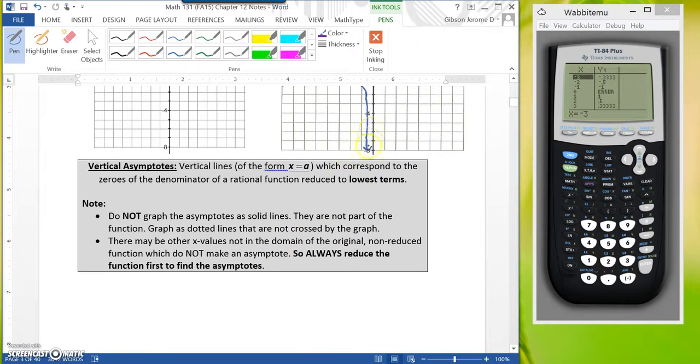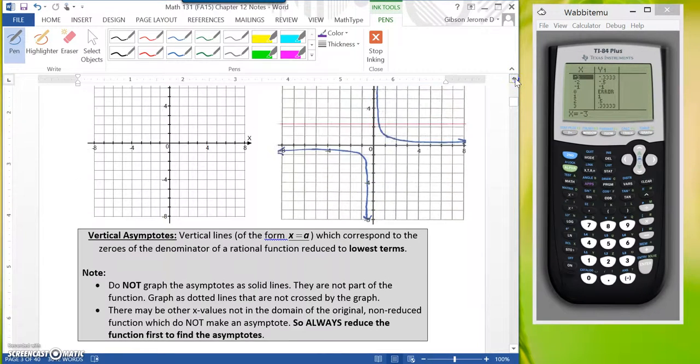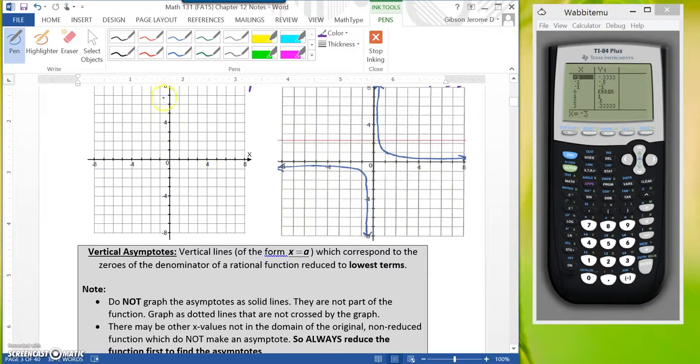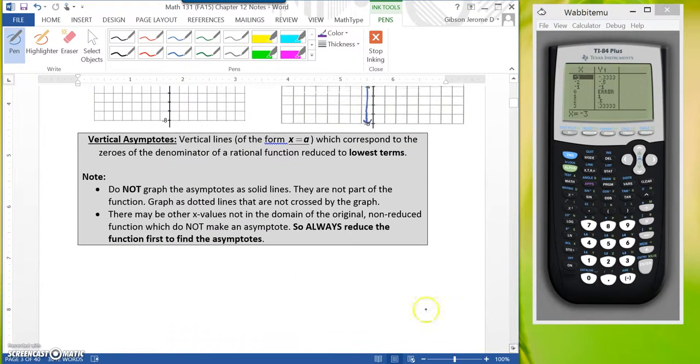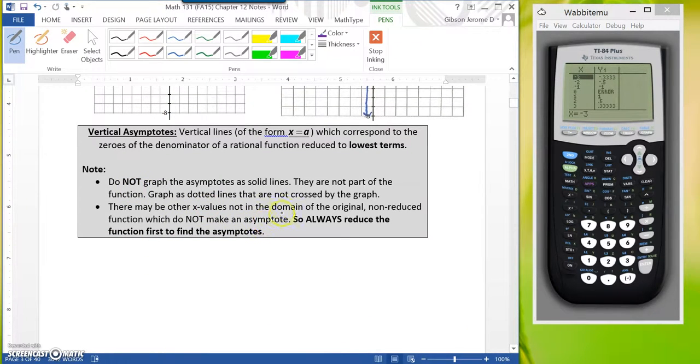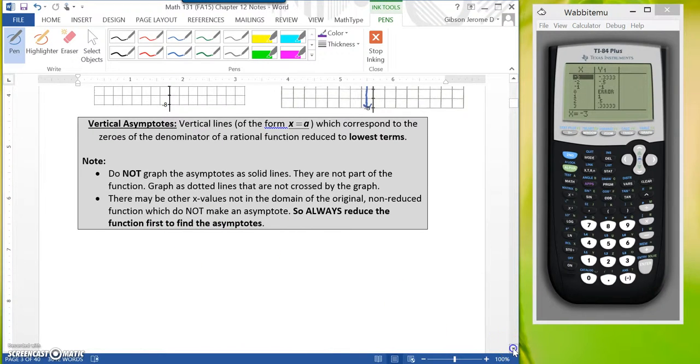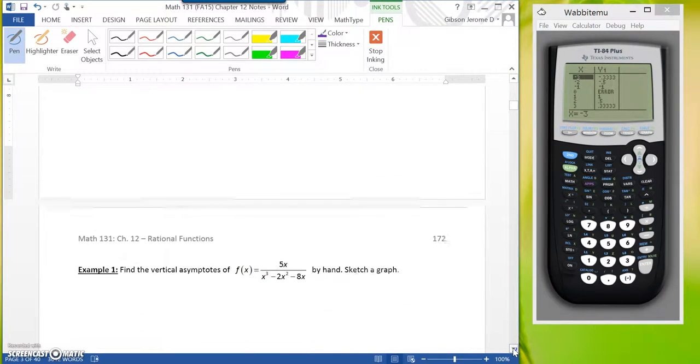Now we couldn't do that because the y-axis and where x equals 0 is actually part of the graph here. You see how the graph is? The graph is always solid lines, but if the asymptote would have been at some other number like -1, then we would have drew the dotted lines. Okay, now, there may be other x values not in the domain of the original non-reduced functions which do not make an asymptote, so always reduce the function first to find the asymptotes. Now we'll get more to that later.